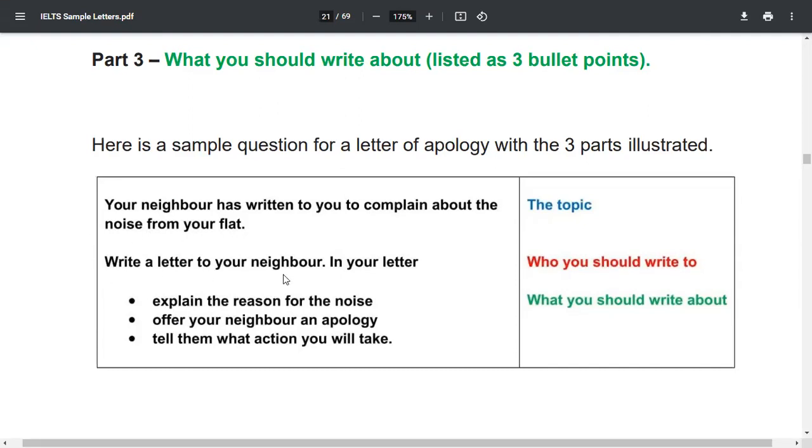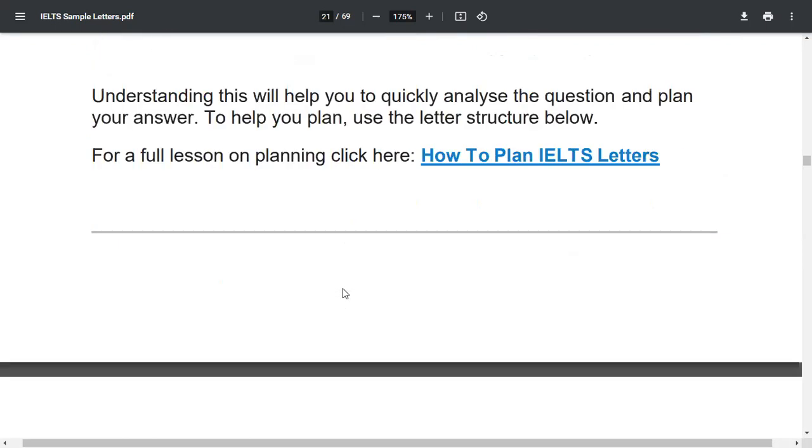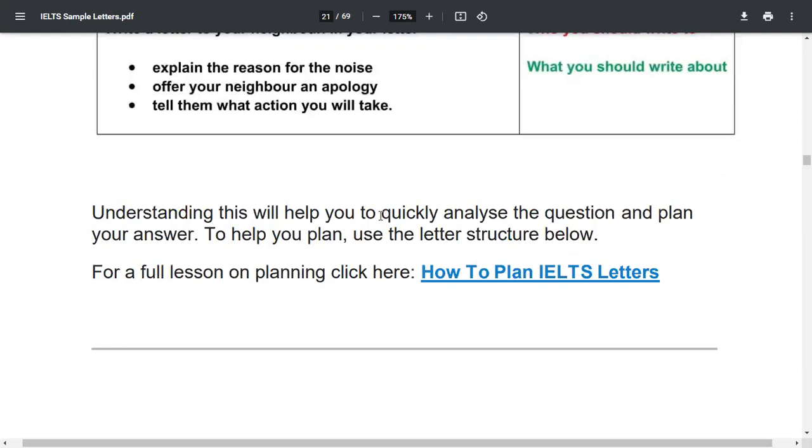Write a letter to your neighbor. In your letter, explain the reason for the noise, offer your neighbor an apology, and tell them what action you will take. So it's a typical question. As you all know, we always have 3 bullet points, and you should make a single paragraph for every single bullet point. You can gather 2 bullet points in one long paragraph if you want, it's okay. But to make a nice structure, it's better to separate the 3 paragraphs.